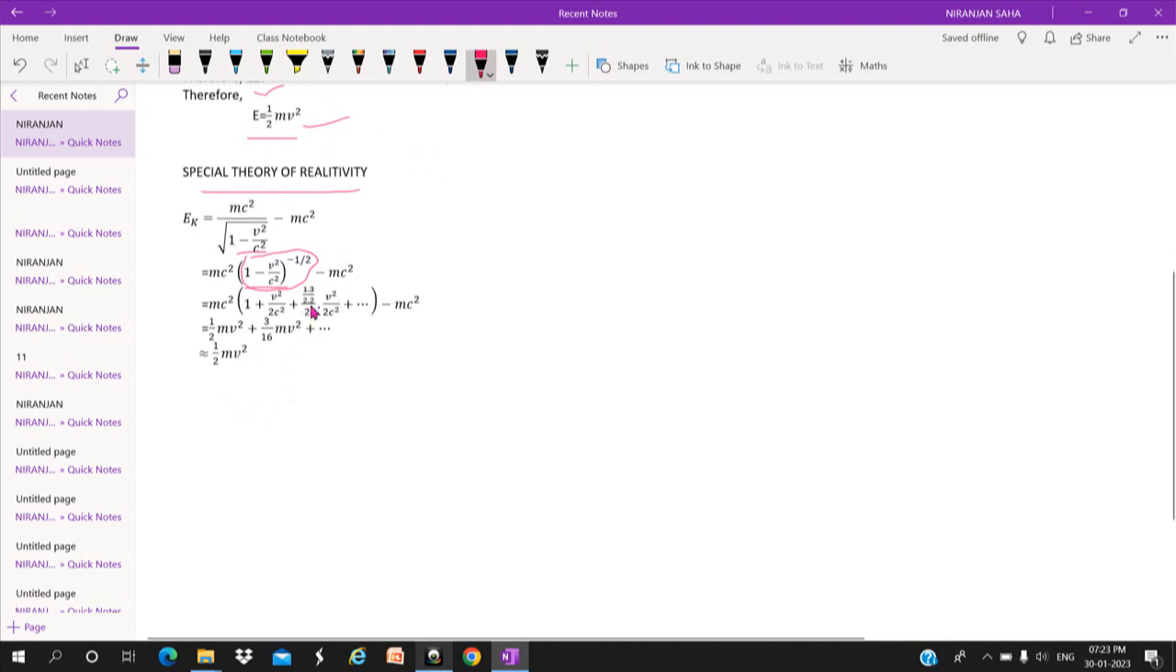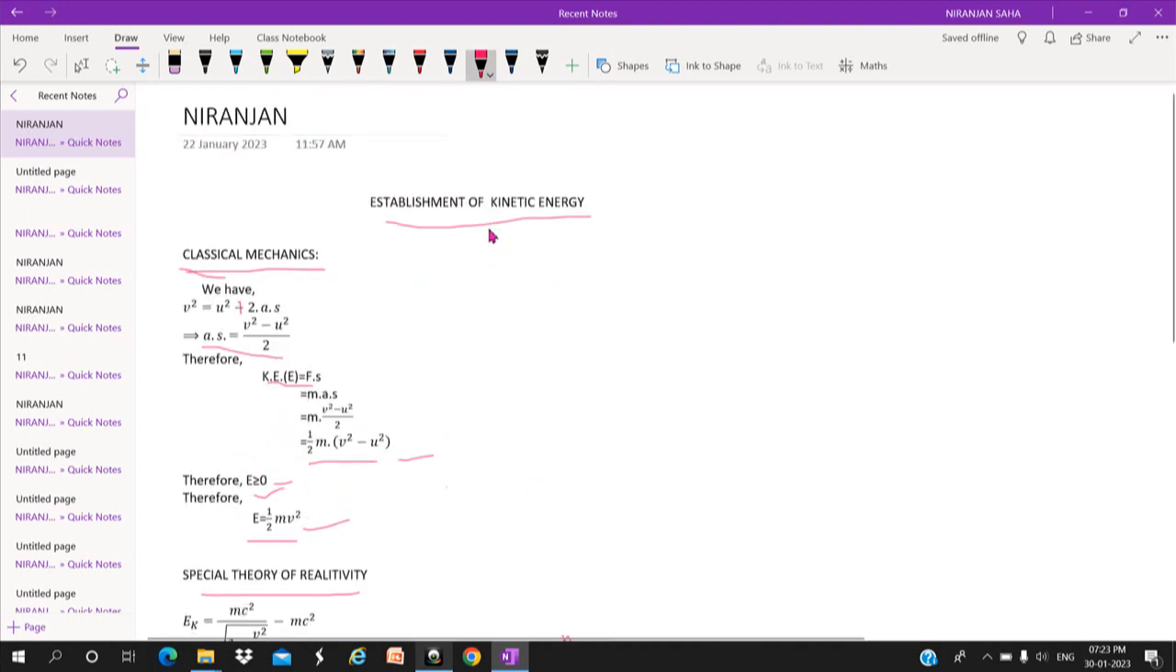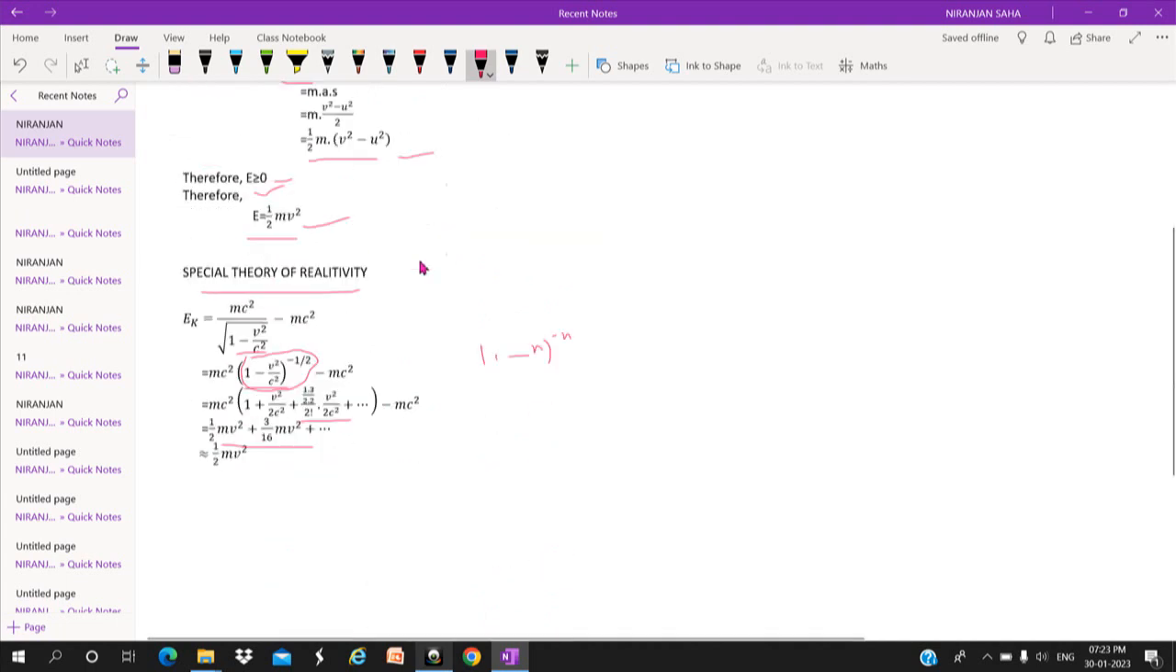by the formula of the binomial expansion (1 minus x) to the power minus n. If we use this formula, then we'll get this minus mc square. So at last we'll get this, which is nearly equivalent to half m v square. So in this way we can establish the kinetic energy of any particle.